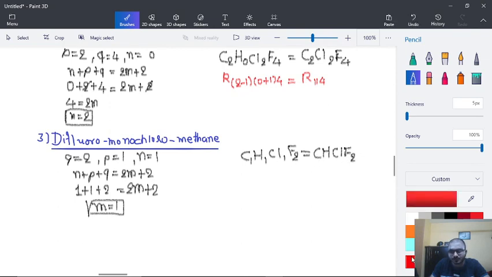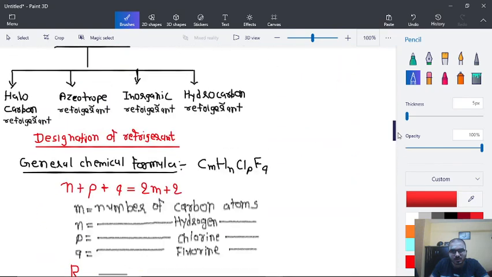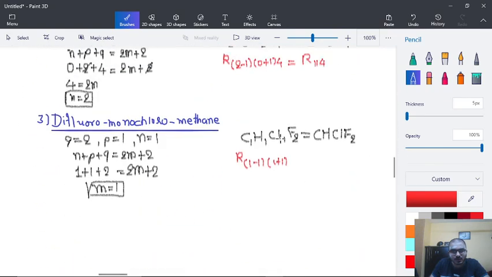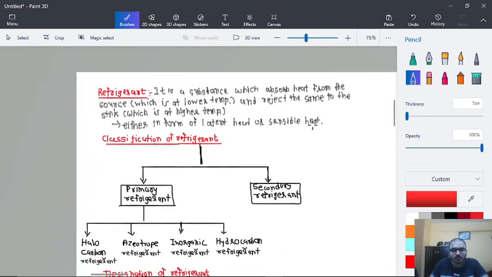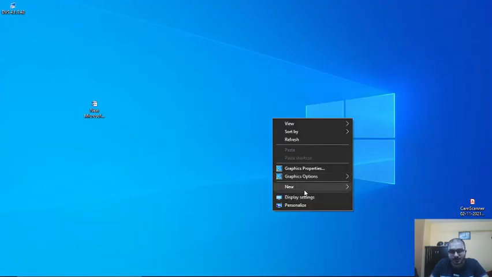Now regarding R, M minus 1, that is 1 minus 1, N plus 1, that is 1 plus 1, and last one was Q, that is here we are having Q as 2. So the answer is R22. So these are the 3 examples, and now we will copy this work into our slides.